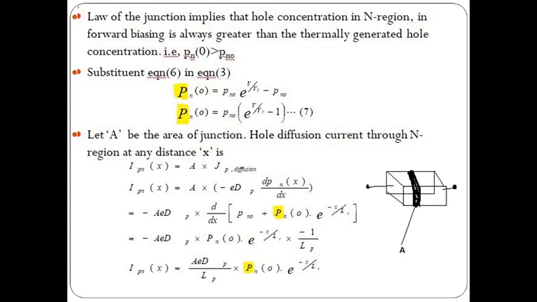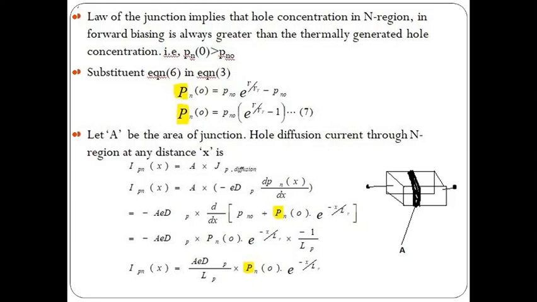Substitute this equation 6 in equation number 3. From that we can write Pn of 0 equals Pn naught into e power V by Vt minus Pn naught. From that we can write Pn of 0 equals Pn naught into e power V by Vt minus 1. This is the 7th equation. Clear? Let A be the area of the junction.